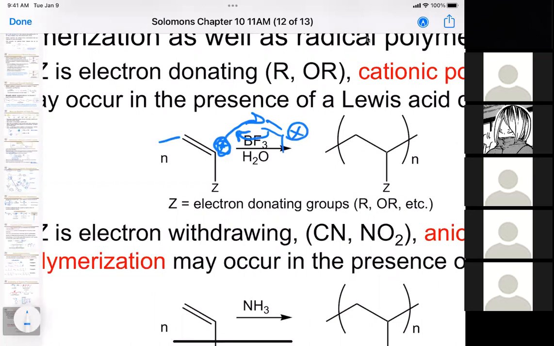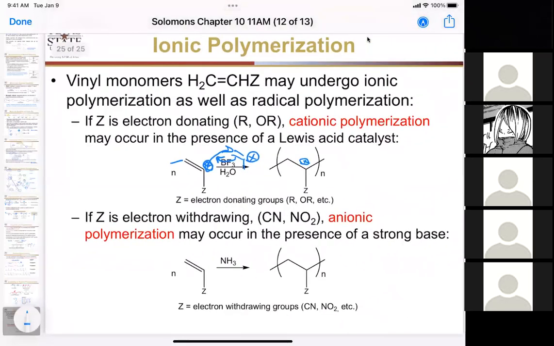We had that pi bond, and when we used a radical, only one of its electrons came out and gave us a sigma bond. In this cationic one, both electrons come out, giving us our sigma bond and generating the cation here, which then reacts with the next one, and the next one, and the next one. So this works best if there's an electron donating group on there.